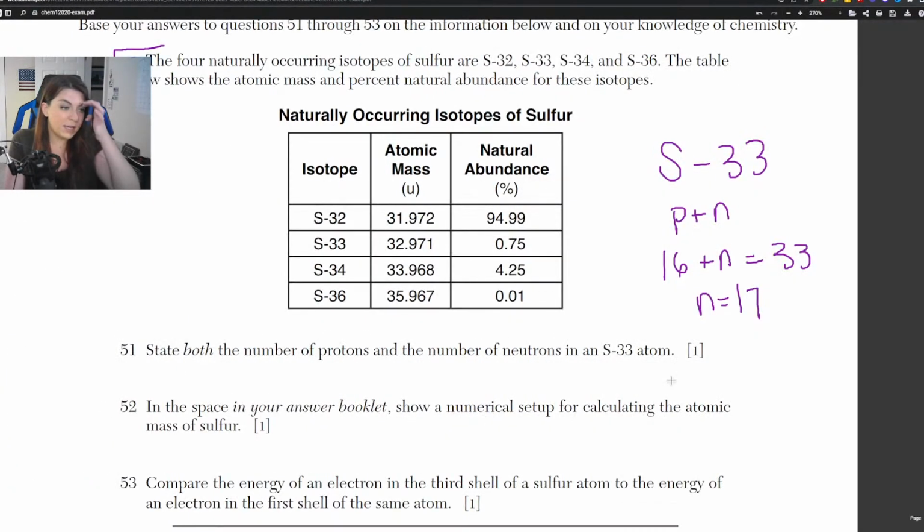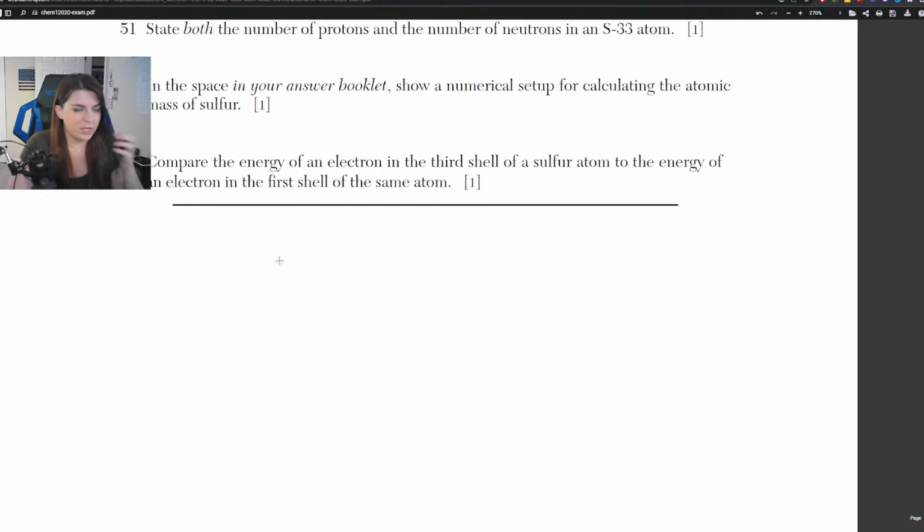Okay, then it says, in the space in your answer booklet, show a numerical setup for calculating the atomic mass of sulfur. This one's going to be a hot mess. It's going to be a big hot mess. I'm going to do it right down here. The space in the answer booklet is literally just a blank space.